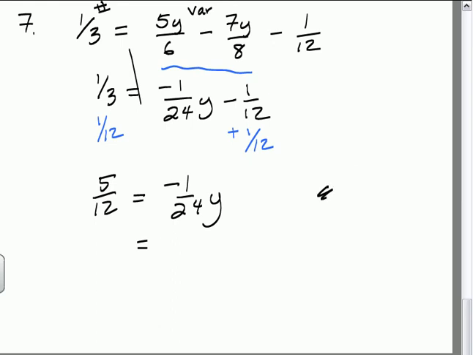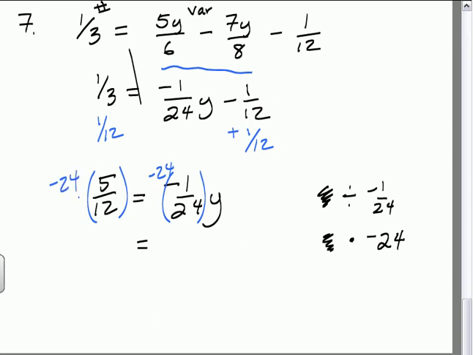Okay, so just remember, dividing by -1/24 is the same thing as multiplying by the reciprocal, which is -24. So I'm going to multiply both sides by -24. And when I do that, if it helps, you can put that over 1.